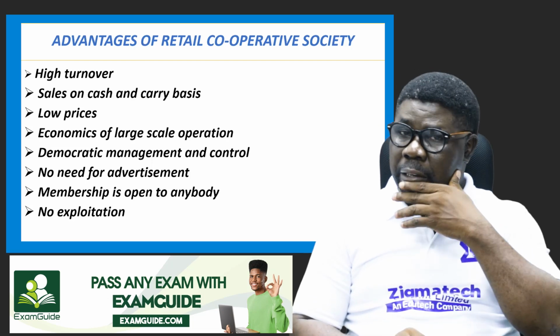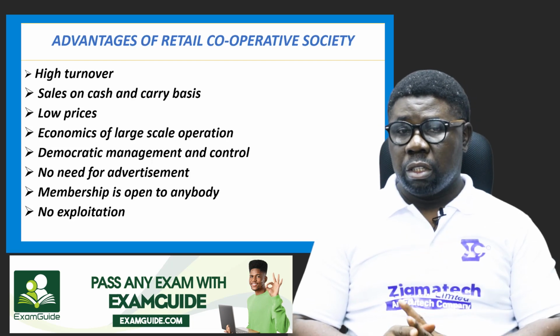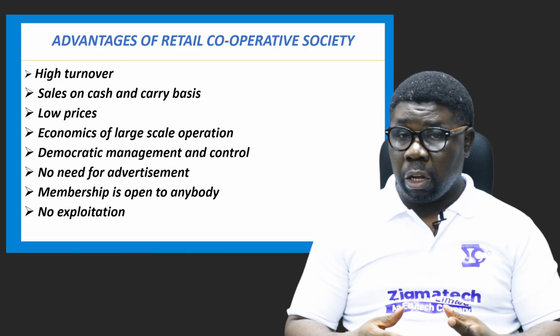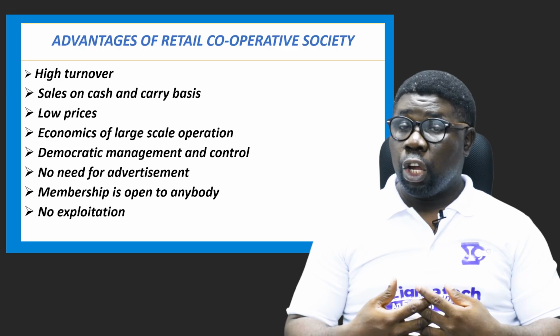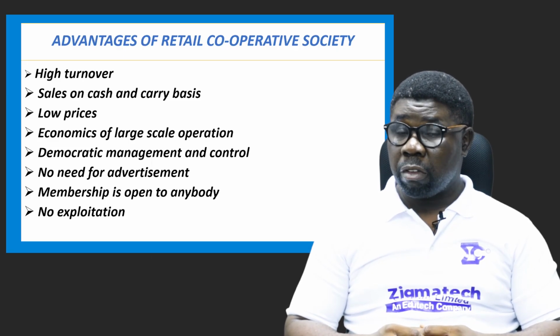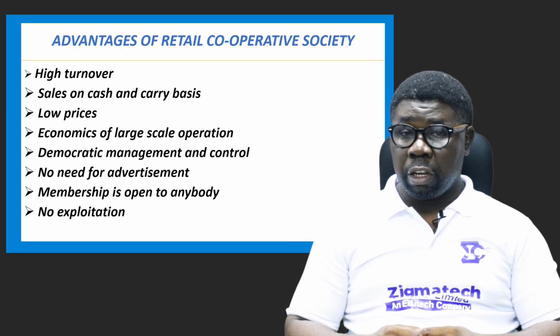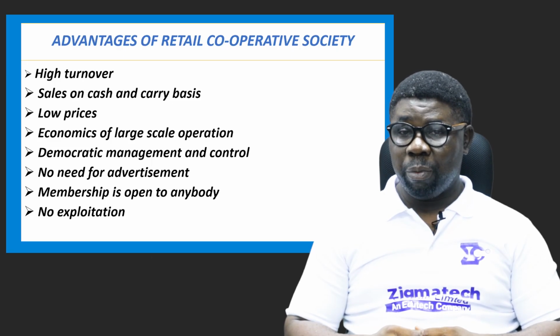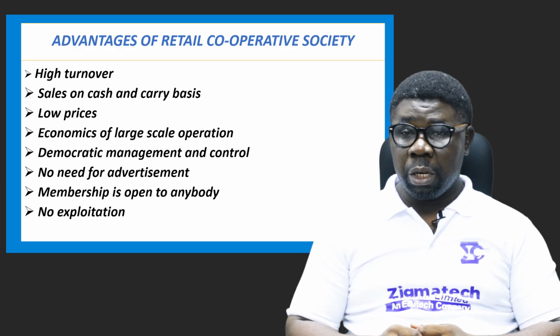You have high turnover as an advantage because they keep buying continuously and selling to their members and sometimes to the public. So they have high turnover because of the number of persons who will buy these products from them as a member of the society. You have sales on cash and carry basis. You don't come and buy and pay later. No, you buy and pay immediately.